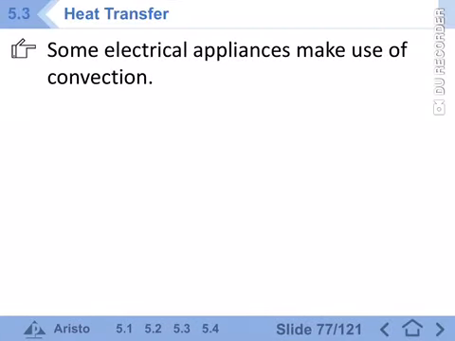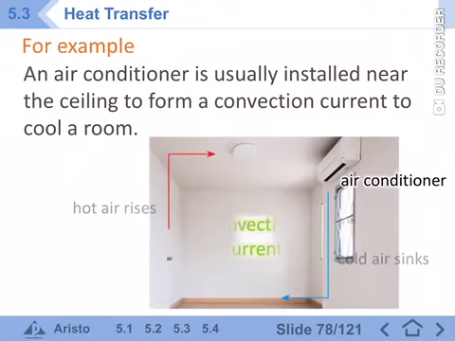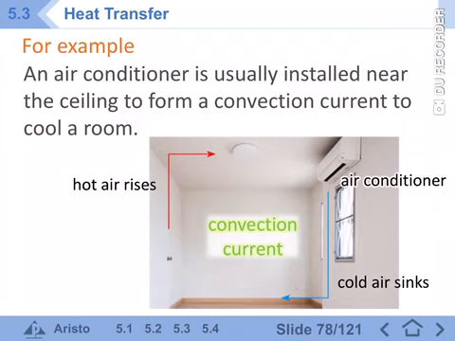After that, we have an example of the air conditioner. The reason why we put the air conditioner at the top is that the cold air will sink to the bottom. Then the hot air will rise, be next to the air conditioner, and replace the cold air that's left behind. It will just keep going, creating currents around and around the room, so the whole room can be cooled down.